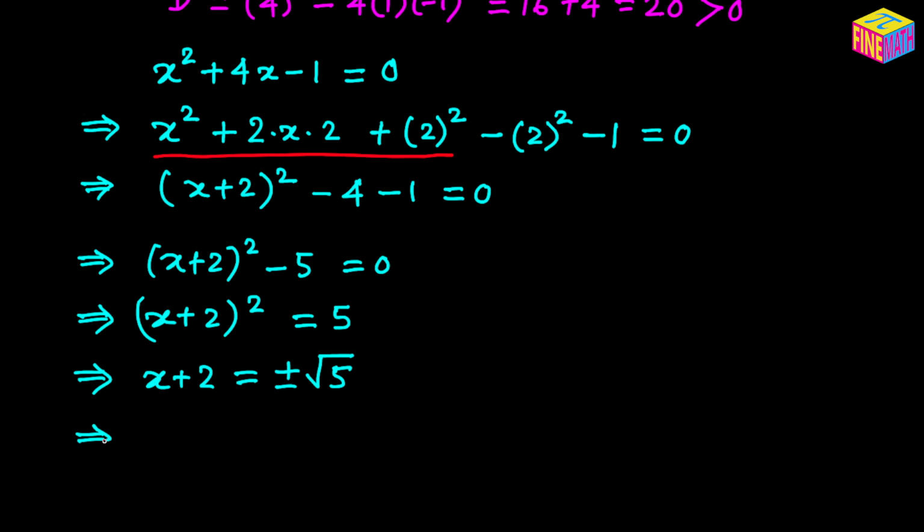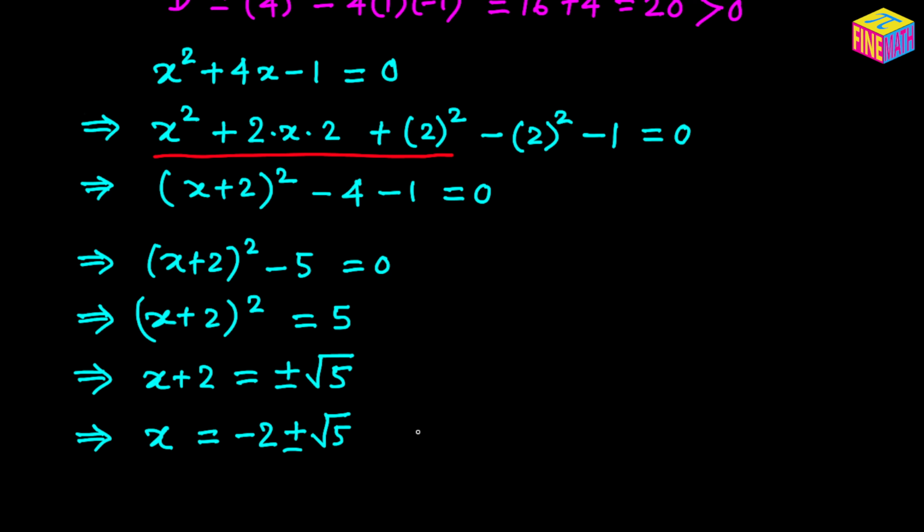And then x is equal to negative 2 plus or minus square root of 5, and there are those two values. One would be negative 2 plus root 5, the other one would be negative 2 minus root 5. Those are the two possible values here for x, right?